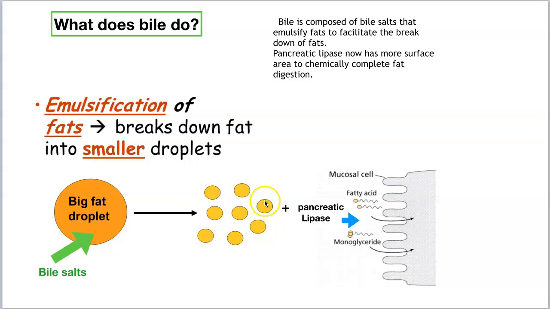When you have these smaller droplets of fat, the pancreatic lipase, one of the digestive enzymes from the pancreas that's being dumped in, can work on these fat droplets a lot easier. There's a lot more surface area here for that lipase, and then it's going to break down the fat into absorbable units in the small intestines.